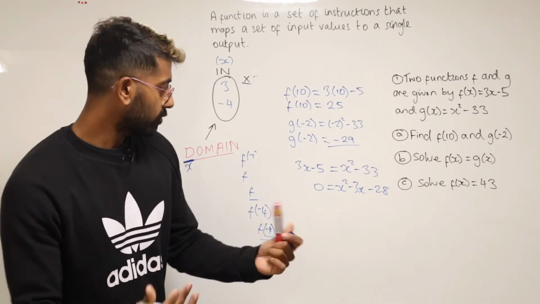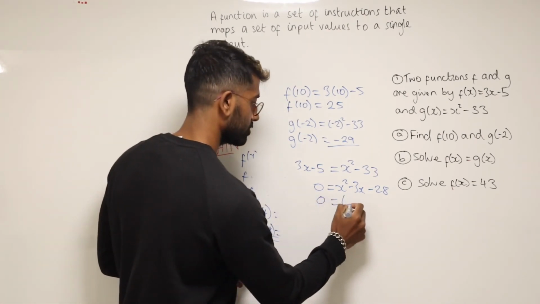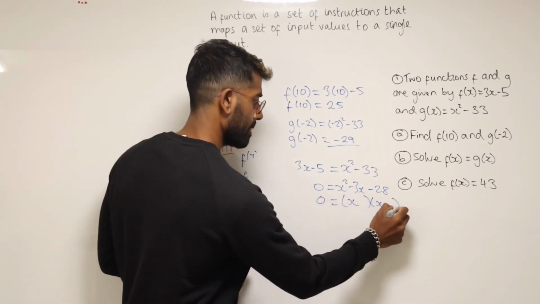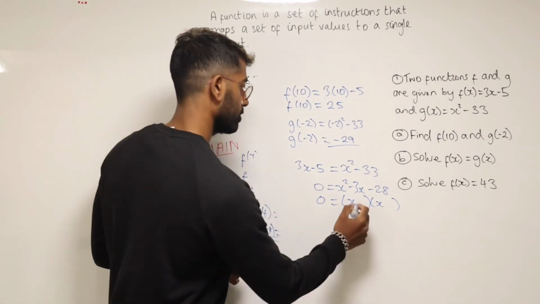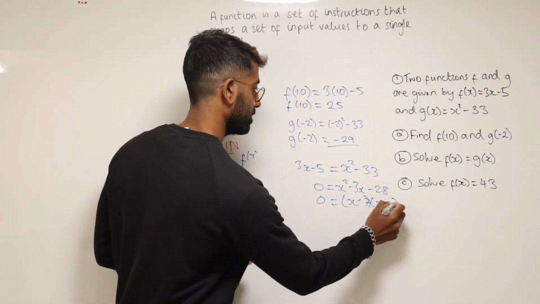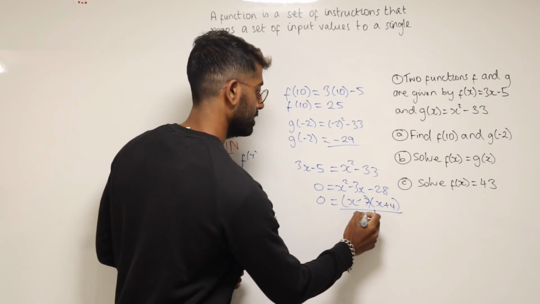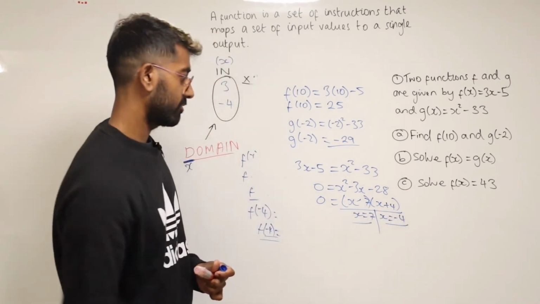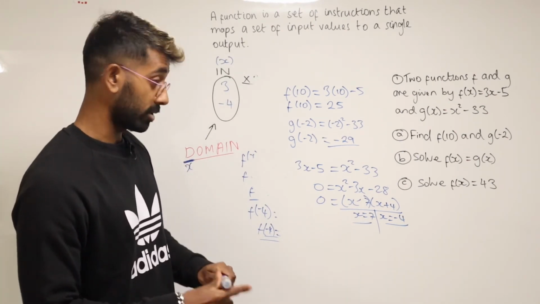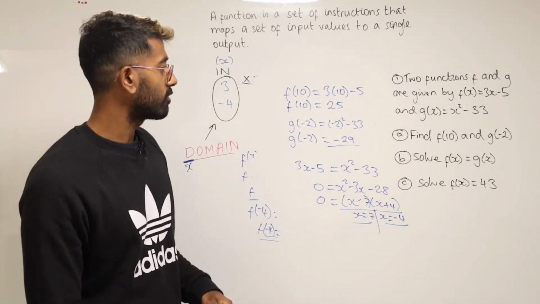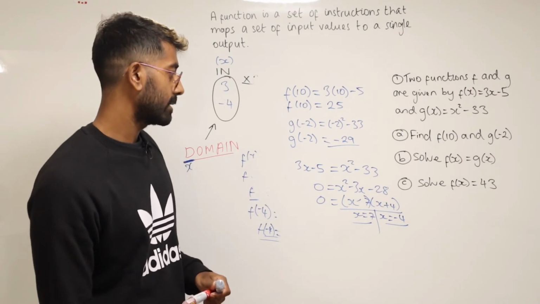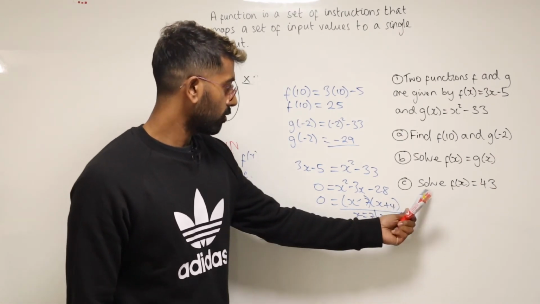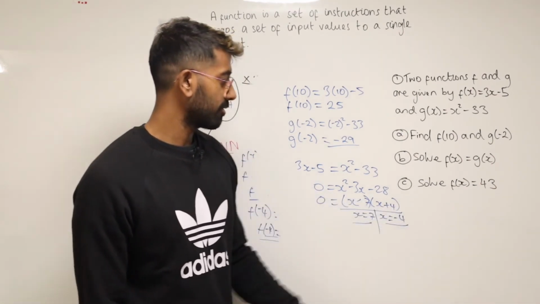Now to solve it, I think we can factorize this actually. So factorize that into 7 and 4, so minus 7 and plus 4. That means here x is going to equal 7 and x will equal minus 4. There we go. So those are two x values for when those two functions are equal to each other. And the last thing now is this: solve where f of x is 43.